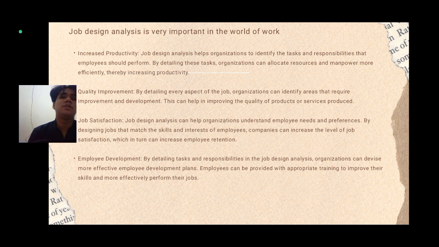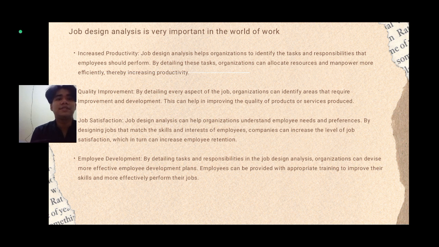And the third is job satisfaction. Job design analysis can help organizations understand employee needs and preferences. By designing jobs that match the skills and interests of employees, companies can increase the level of job satisfaction, which in turn can increase employee retention. The fourth is employee development.